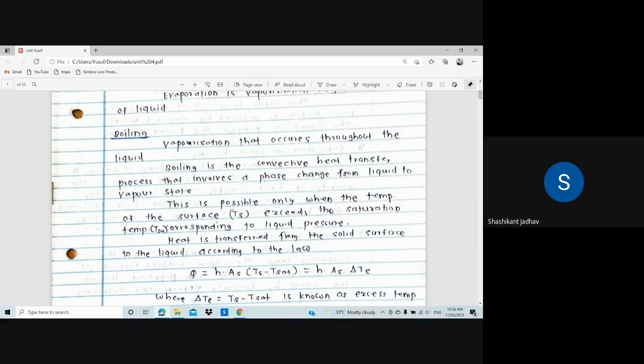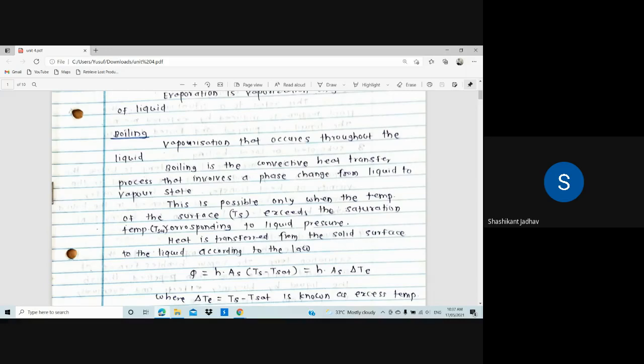Okay, so all of you write down the next line. Boiling is the convective heat transfer process that involves a phase change from liquid to vapor state.